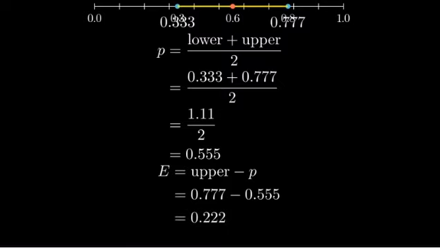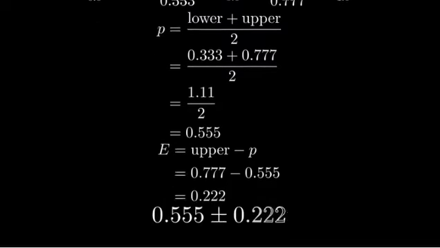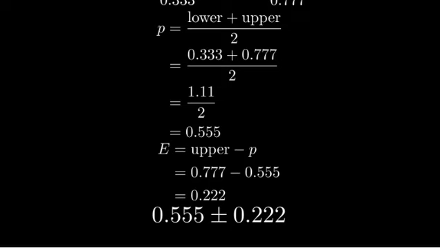Now, we can write our confidence interval in the form P plus or minus E. The interval 0.333 to 0.777 can be expressed as 0.555 plus or minus 0.222. Let's verify this is correct.